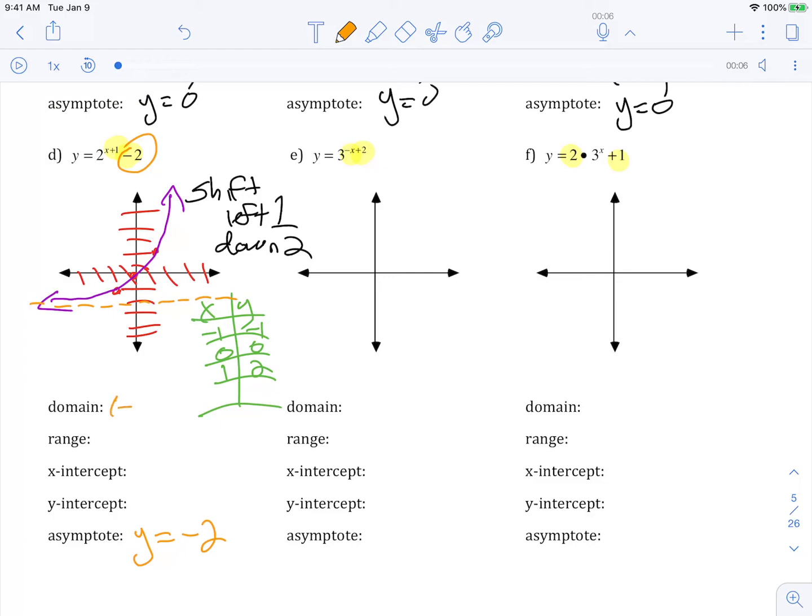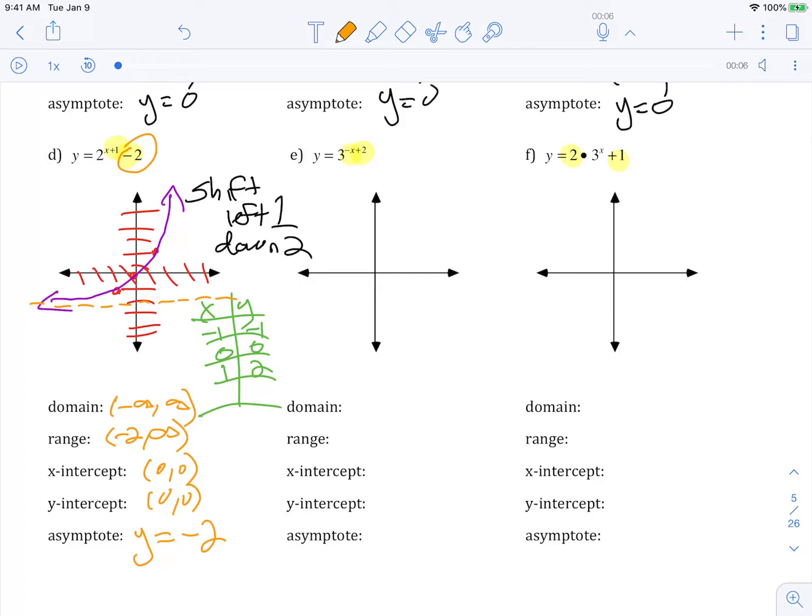And something that's new with this kind of graph as compared to the previous graphs is there will be an x-intercept. Okay, and the x-intercept is (0, 0). We got lucky because we just got it on the table. Sometimes you'll have to do a little bit of work to find that x-intercept. And my range is from negative 2 to infinity.